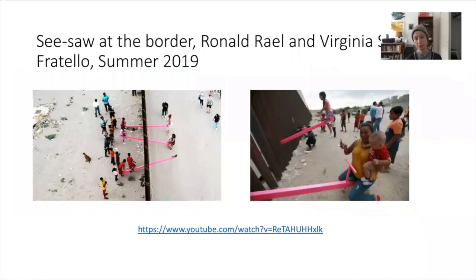Or my personal favorite, the playful seesaw at the US-Mexico border wall that invited people to come and connect with someone on the other side. In each case, the audience's participation and/or interaction with the artwork was absolutely essential. Clearly, it wouldn't be the same if the seesaws were just sitting there unused.